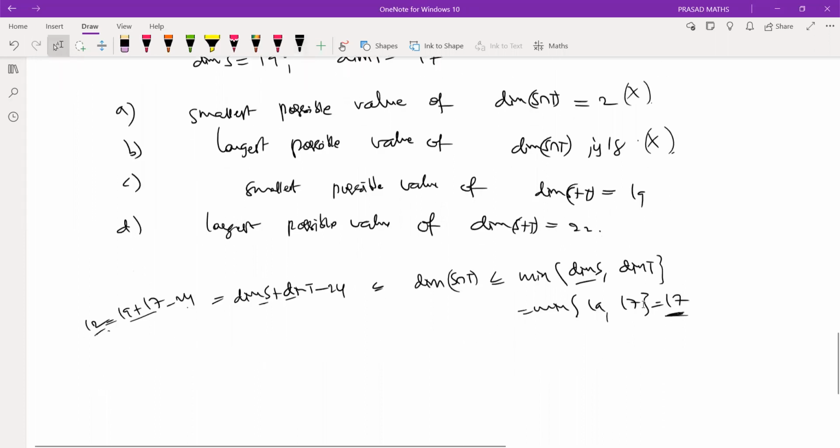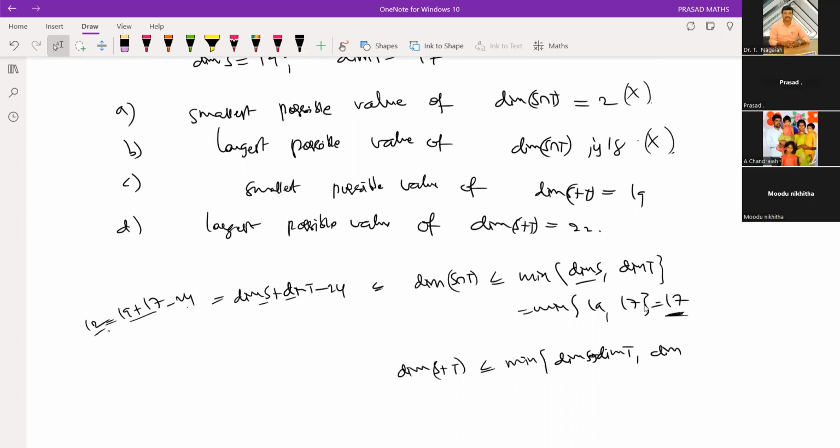Next. Dimension of S plus T. What is the formula? Dimension of S plus T is always less than or equal to minimum of dimension of S plus dimension of T, comma, dimension of vector space. What is my vector space? R^24. Therefore, this is minimum of 19 plus 17, 19, 17, 24. That means 24.